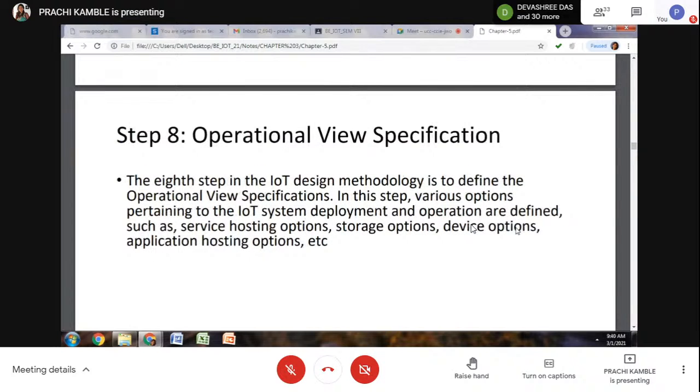Then operational view specification. It is the 8th step, and in this step various options pertaining to the IoT system deployment and operations are defined, such as service hosting options, storage options, device options, application hosting options, and so on.